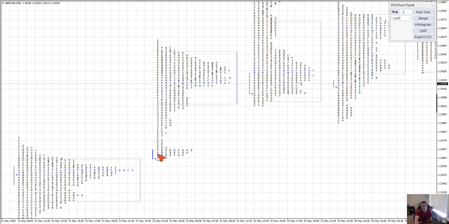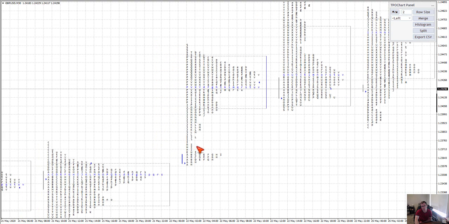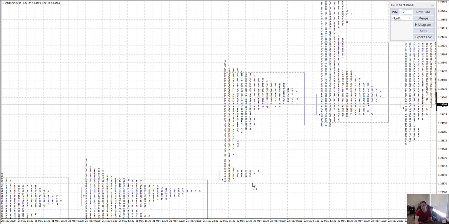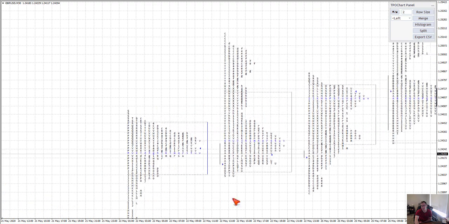So when I see this point of control, 1, 2, 3, 4, 5, 6, 7, 8, 9 prints. Now look, point of control. When the day closes, it closed here, but look at the point of control: 1, 2, 3, up to 18. That is 18 prints, right? That's obviously more than that one. So guess where price headed in the future? Up. You get it? Point of control, right?